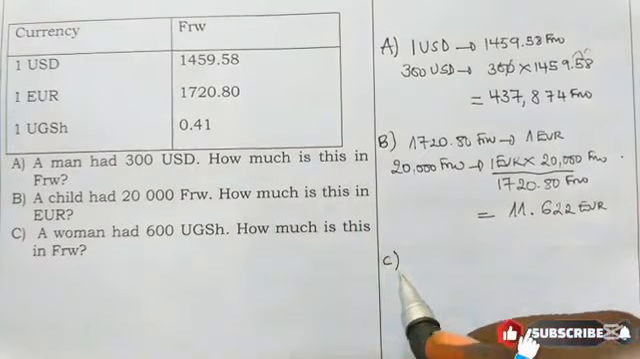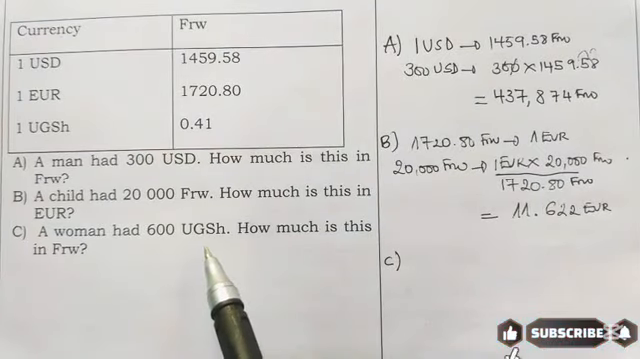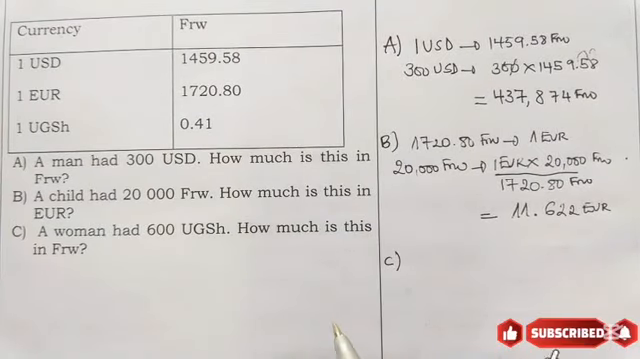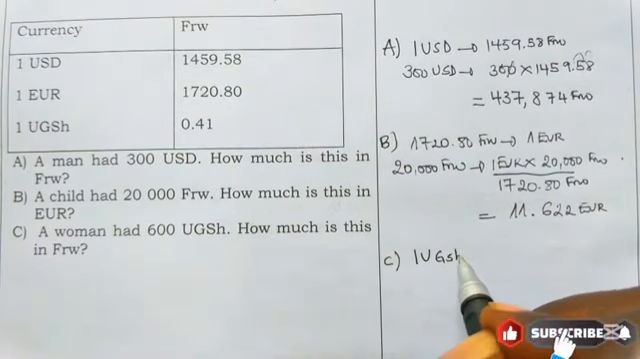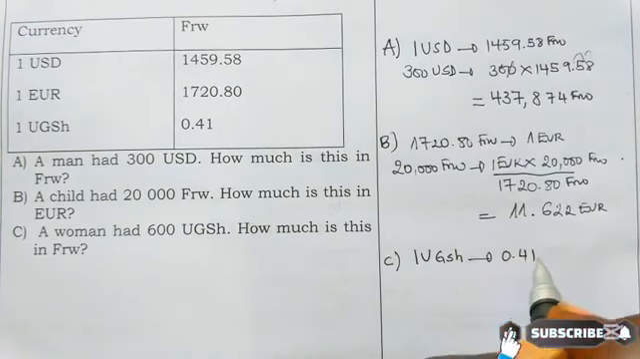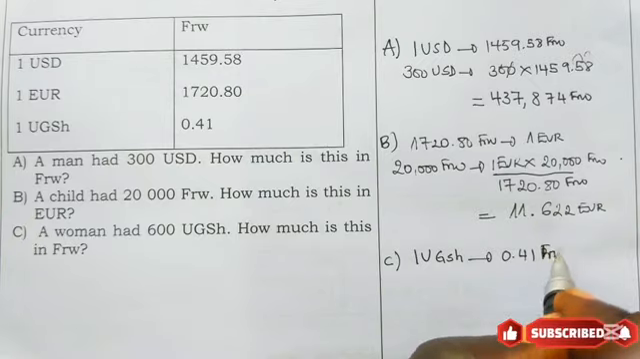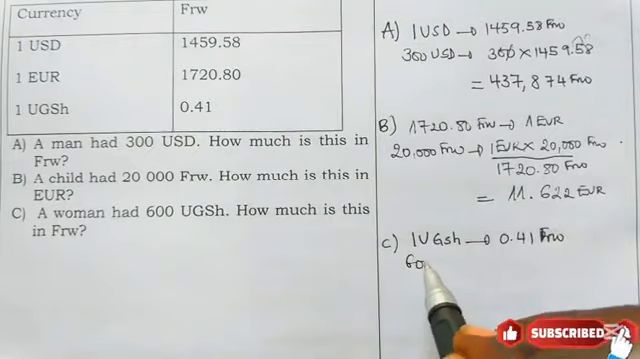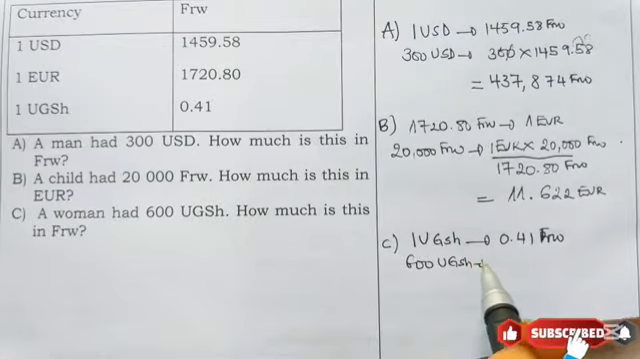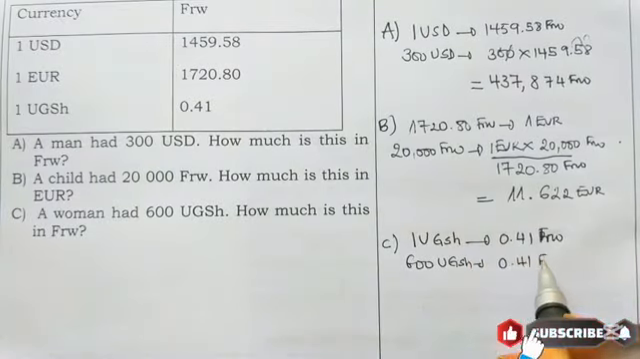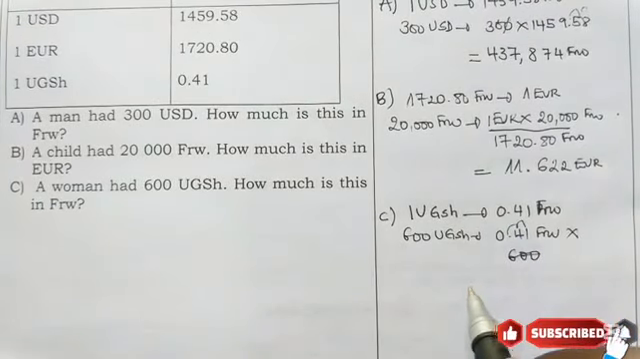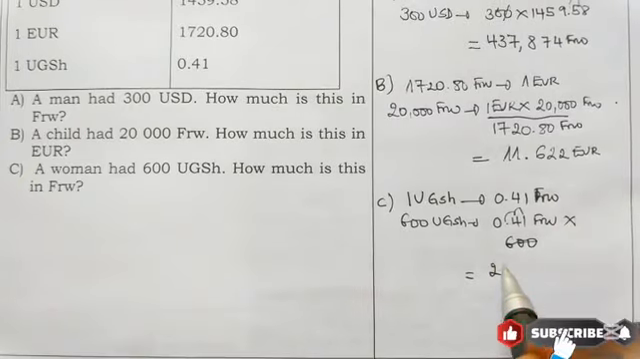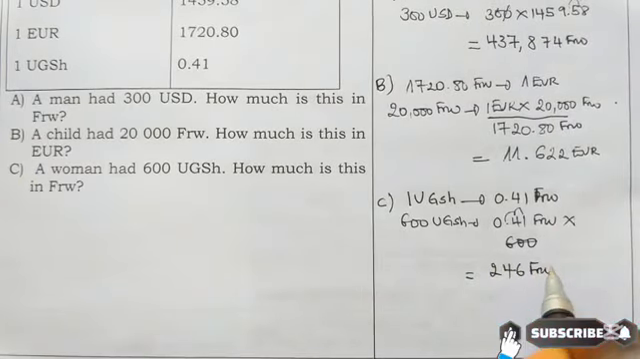Whereas C, what do we have? A woman had 600 Ugandan shillings. How much is this in Rwandan francs? So we have to start from here. 1 Ugandan shilling is equal to 0.41 Rwandan francs. So it has been increased to 600 Ugandan shillings, which is equal to 0.41 francs times 600, and then we will remove the comma that we have, so that we shall get 246 Rwandan francs.